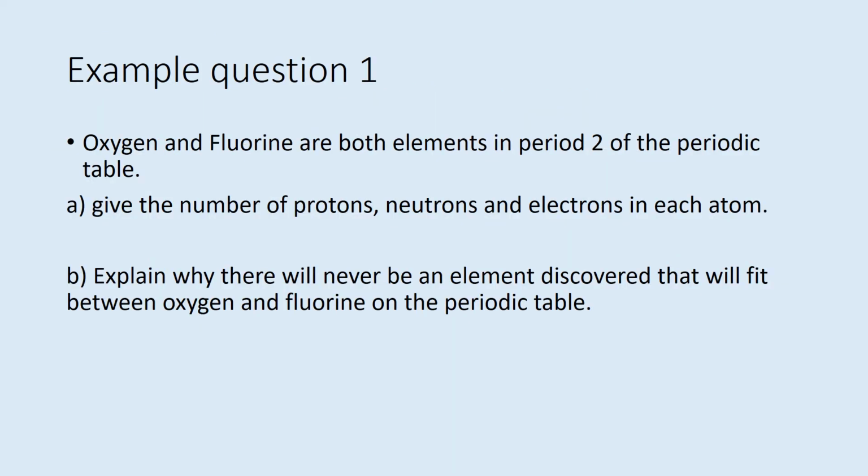Okay, so here's your first example question. Oxygen and fluorine are both elements in period 2 of the periodic table, and then we just want you to give the number of protons, neutrons and electrons in each of them. That will involve you either looking up a periodic table in a book or online, so you will need to do that. And then, of course, you need to explain why there will never be an element discovered that will fit between oxygen and fluorine.